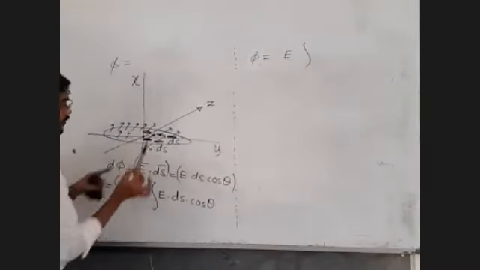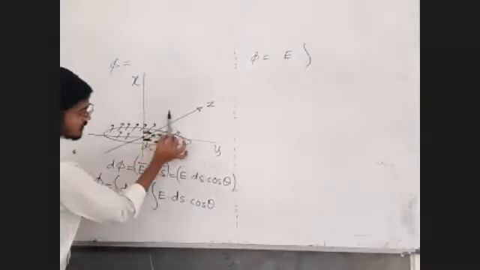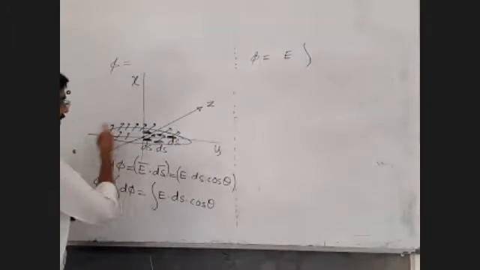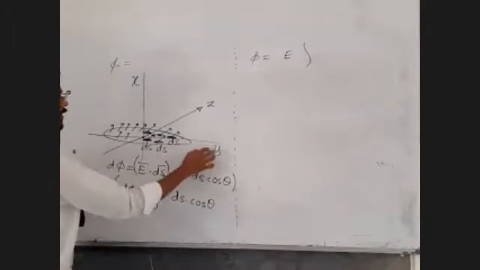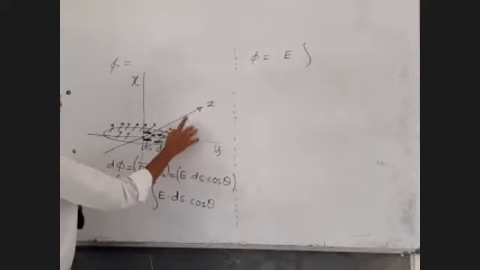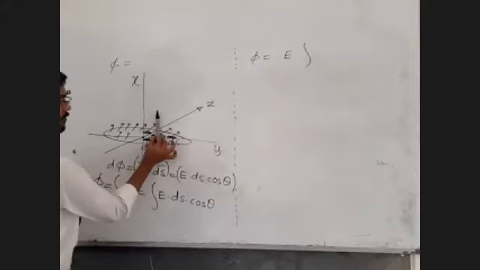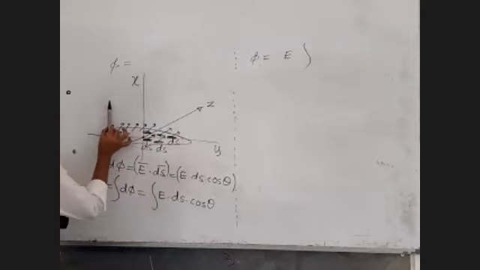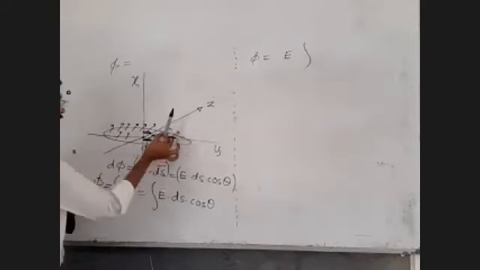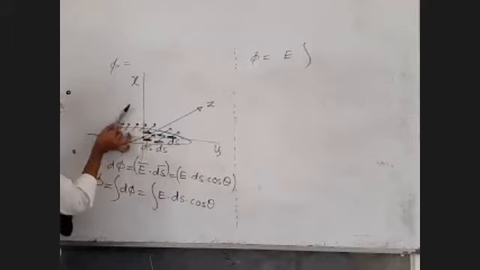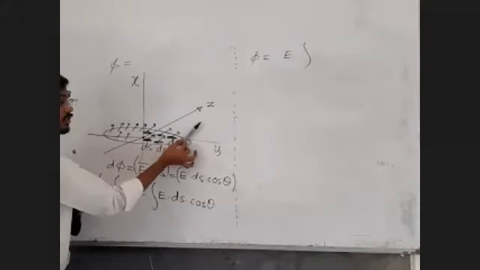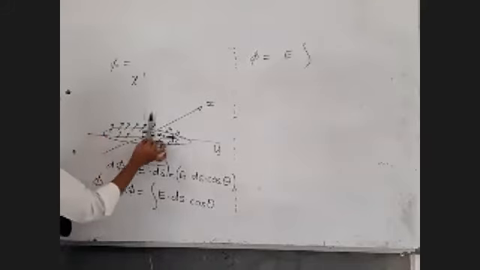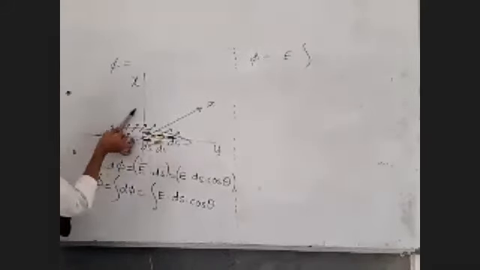The area vector, a very small area vector ds, everywhere it is along x because the area is in the yz plane. The area vector must be along x, everywhere along x. And the electric field has some particular direction. That direction is also not changing. The area vector direction is not changing. It is everywhere the same. The electric field direction is also not changing.